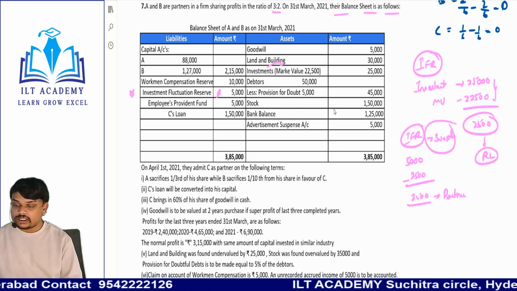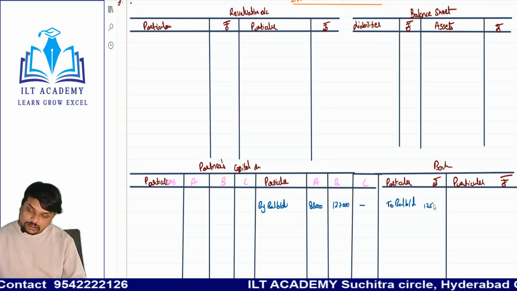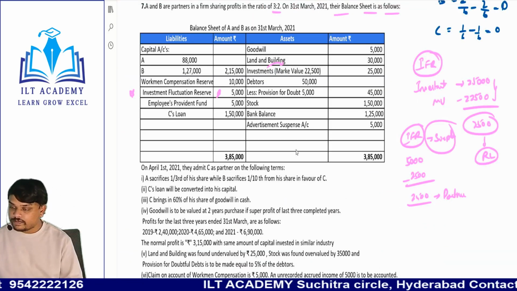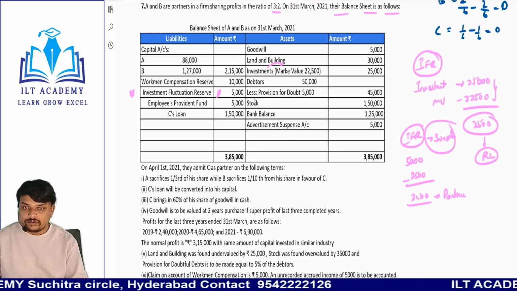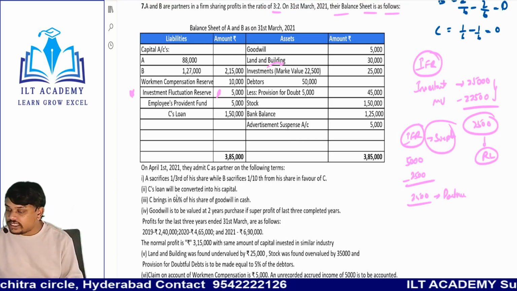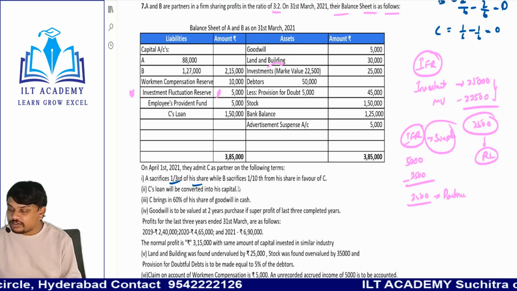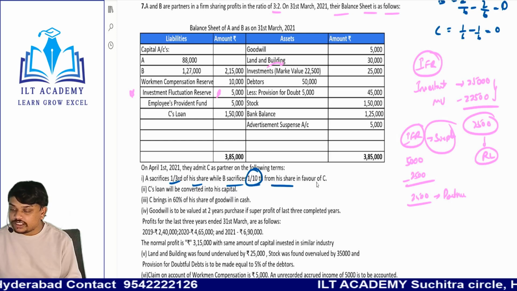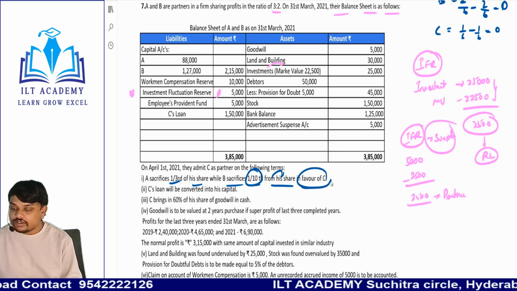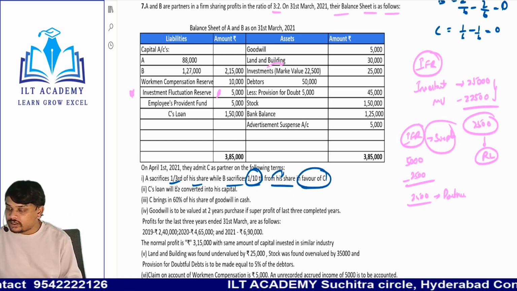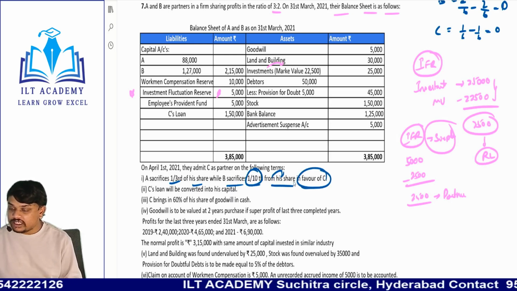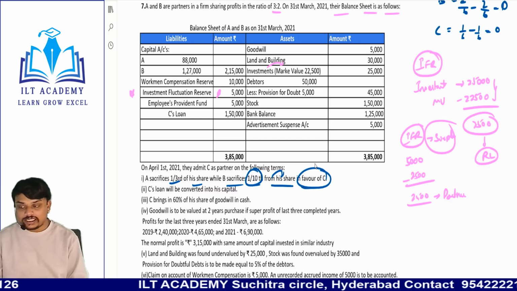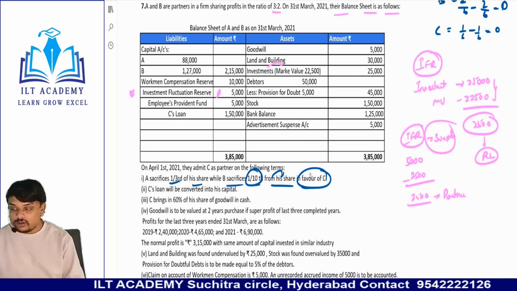Cash account balance is how much? 1,25,000. Once we are done with this, A sacrifices 1/3 of his share and B sacrifices 1/10 of his share in favor of C. 1/3 of his share and 1/10 from his share. So let us understand this ratio calculation also. We need to understand.